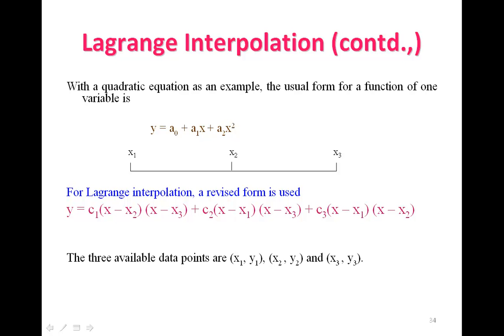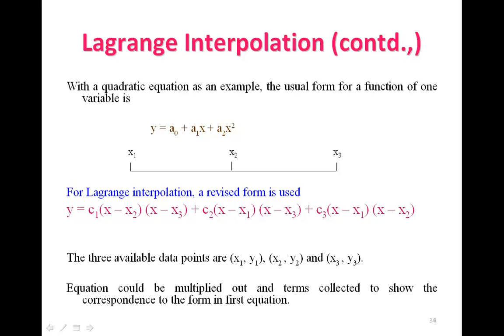There are three coefficients, that is c1, c2 and c3, and 3 points are given. Those are x1, y1, x2, y2 and x3, y3. So by substituting these 3 points in this Lagrange interpolation equation, it's possible to solve for the coefficients c1, c2 and c3. By substituting c1, c2, c3, directly we can get the equation, that is y as a function of x.